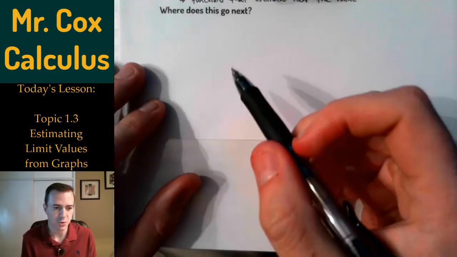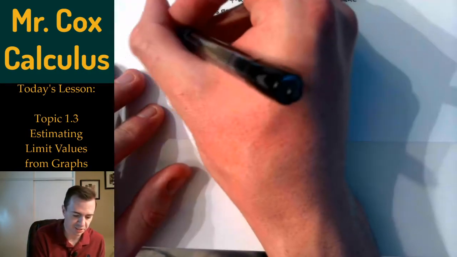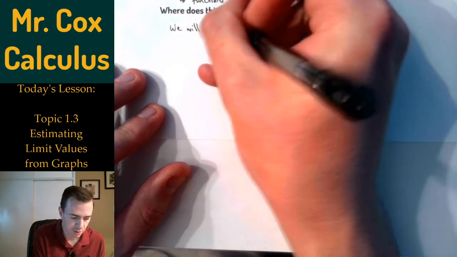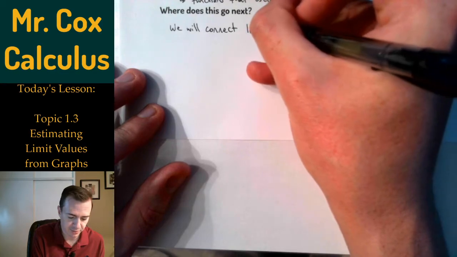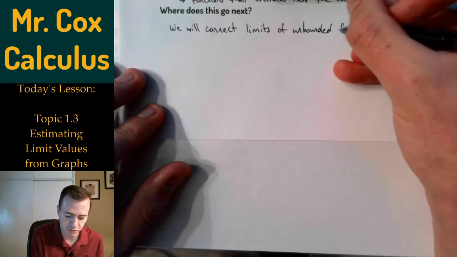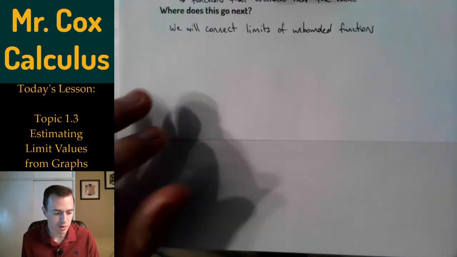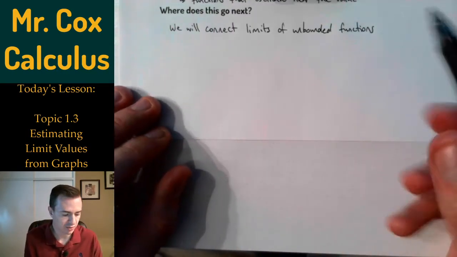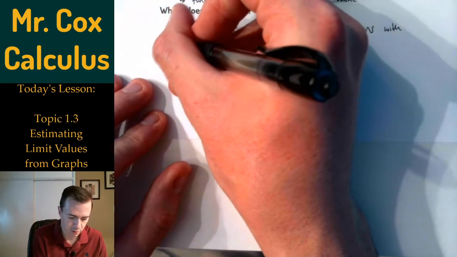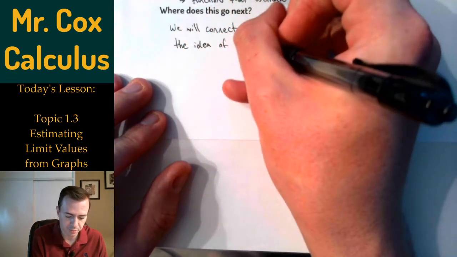Okay, so where does this go next? This looking at graphs to establish limits and also the idea of one-sided limits. Well, as I mentioned earlier, we will eventually connect the idea of limits of unbounded functions. In other words, functions that at a particular value grow towards positive or negative infinity. We'll connect the limits of these functions with the idea of vertical asymptotes.